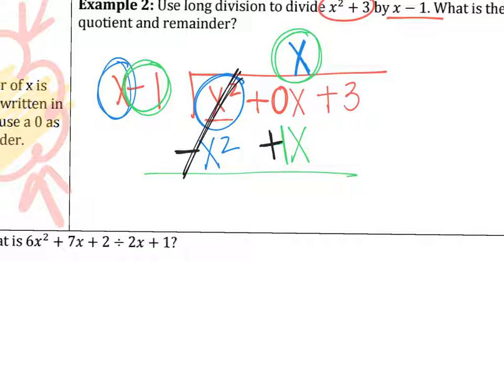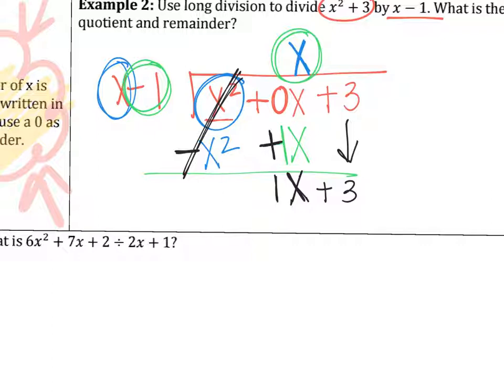Then I have 0 plus an x. So I'm left with x, 1x. And again, you can write 1 if you want. If you don't need it, that's fine. And I bring down this 3 plus 3. Now I start the whole process over again.